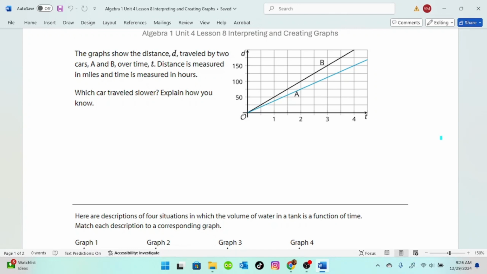So, I want to make sure we understand distance is being measured using d, and it's measured in miles. And that is going to be our y-axis, or our vertical axis.